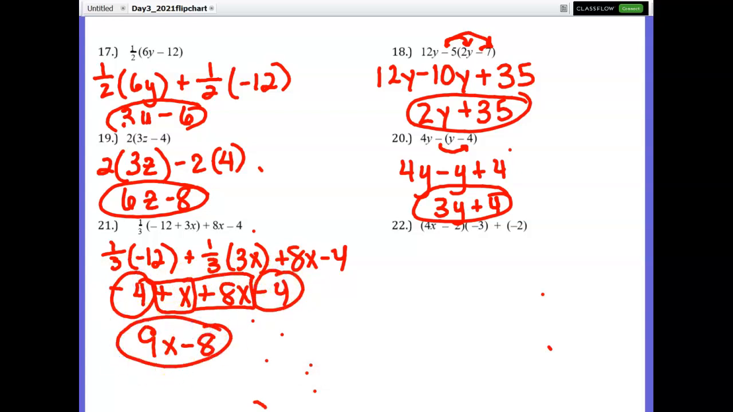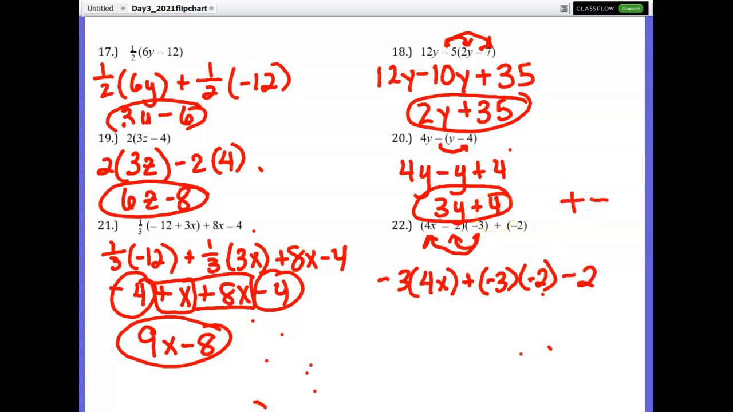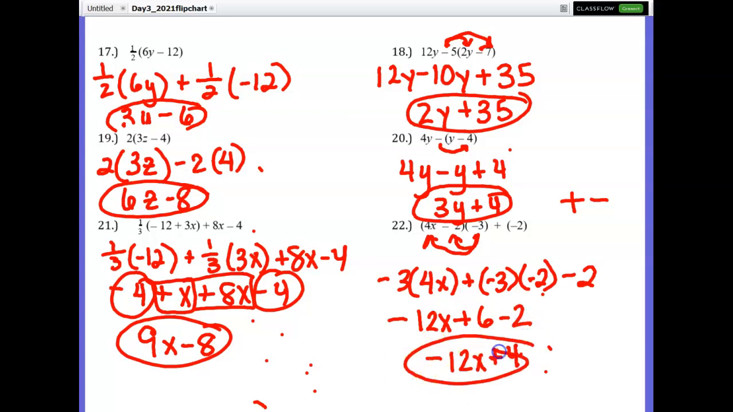All right, 22 looks weird because actually we are distributing, but it's on the right side instead of the left side. So we're taking this negative 3, multiplying it by the 4x and the negative 2. So I'm going to write that out. We've got negative 3 times 4x plus a negative 3 times a negative 2. Okay, and then we're going to subtract a 2. Remember, I don't like those double signs. If you add a negative, it's the same as just subtracting. This becomes negative 12x plus 6 minus 2, and then we simplify negative 12x plus 4 for our final answer.